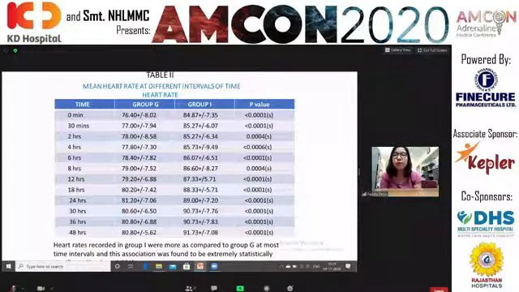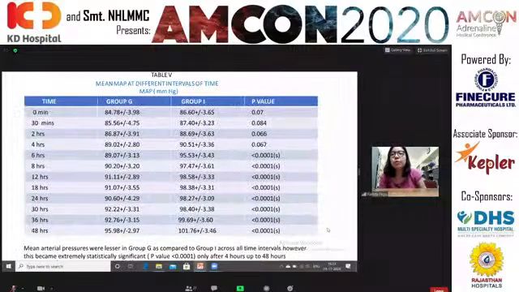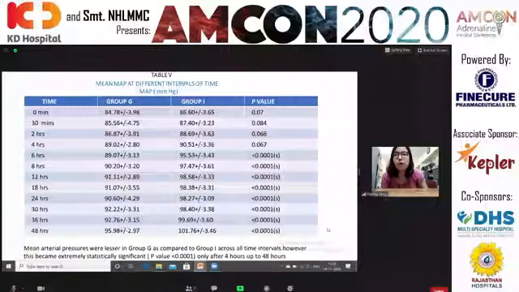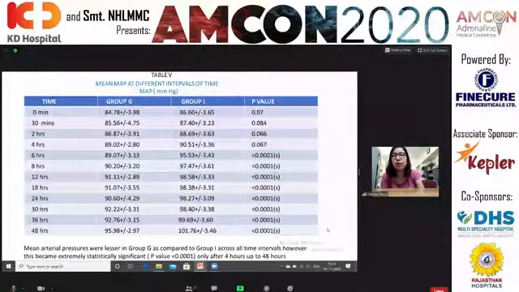Heart rates recorded in group I were higher as compared to group Z at most time intervals, and this association was found to be extremely statistically significant. Next slide, please. Mean arterial pressures were lesser in group Z as compared to group I across all the intervals. However, this became extremely statistically significant only after 5 hours up to 48 hours. Next slide, please.